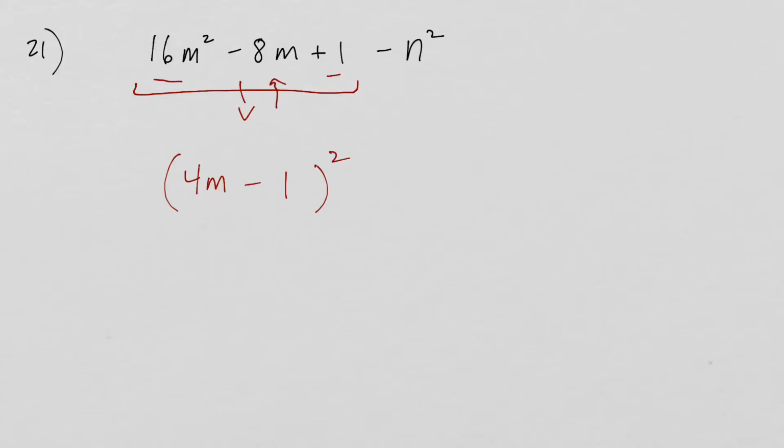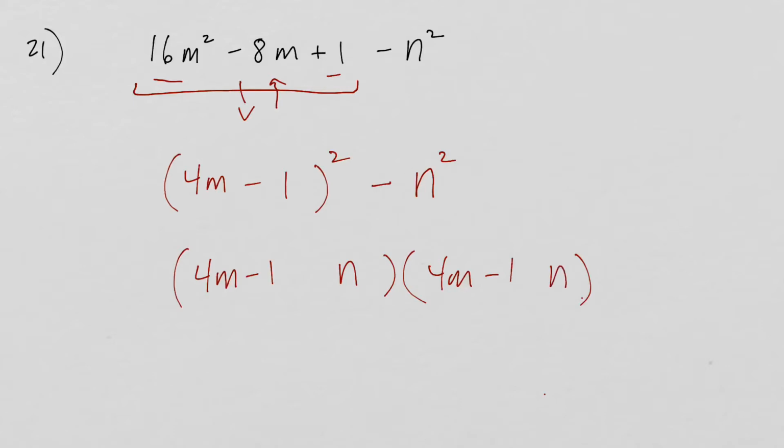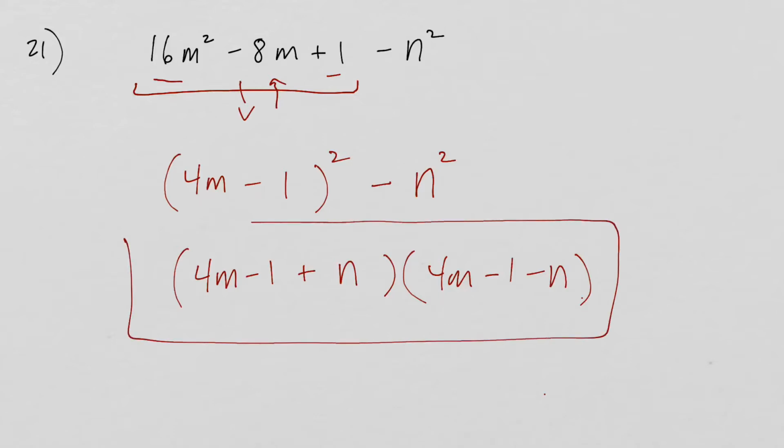And now we have the difference of another square. So when you have the difference of two squares, you're always going to have conjugate pairs. Your first item is 4m minus 1. And your second item is n. And you put a plus in one and a minus in the other to make your conjugate pairs. And nothing can be simplified, so that's done.